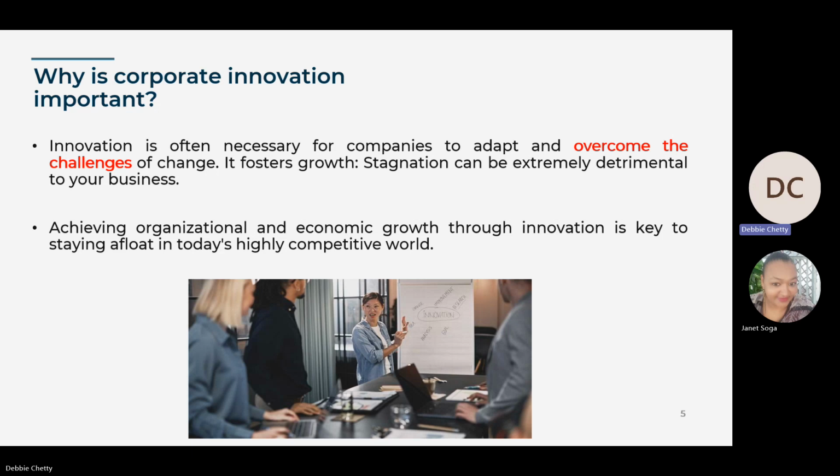Innovation is also important because it adapts to change. Change is inevitable, and innovation is the method to not only keep your business afloat but also ensure that it remains relevant and profitable. When you develop an innovation culture, you remain relevant at all times.